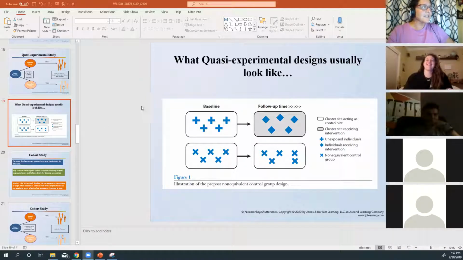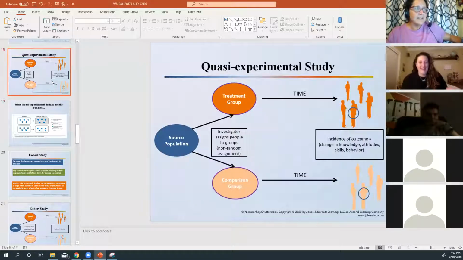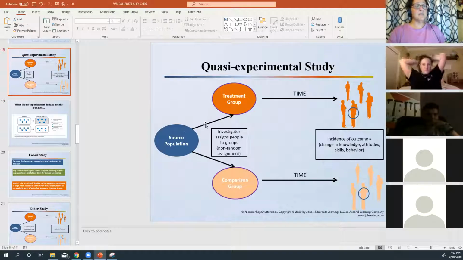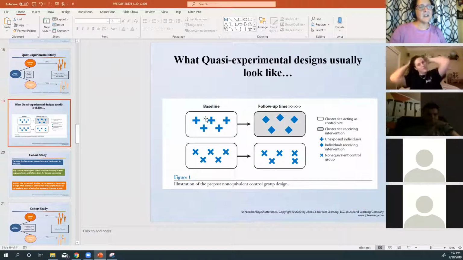Okay, so this is what it normally looks like. This is what I've been showing you to this point, right? So we had a source population, treatment group, comparison group, follow people over time. Now, in reality, it kind of looks like I'm getting people into 2 populations and they're going to be similar to each other. But in reality, this is how it's usually demonstrated. You've got baseline, notice the little pluses, and then the other people are the little X's. They're not the same people. They're not equivalent groups. Then I follow them up over time and compare the individuals receiving the intervention and the non-equivalent group that is not receiving the intervention.